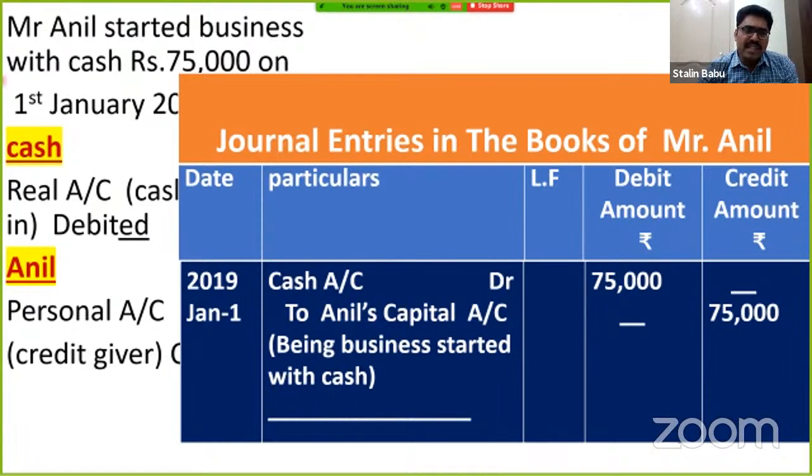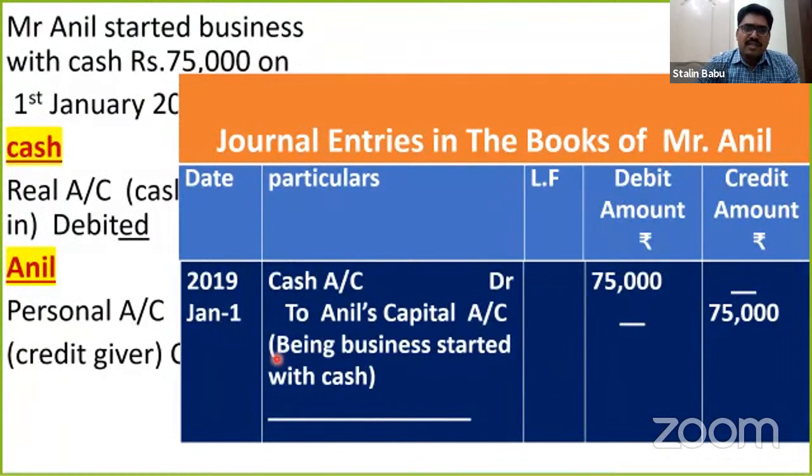What is the name of the account credited here? Anil's capital account. So the entry is cash account debit to Anil's capital account. Here, To represents that this account is credited. So the amount is posted in the credit amount column against the credit account, and in the debit amount column, we make a small hyphen. In the third line, we write the narration of the transaction. Generally, it starts with 'Being'. The narration is 'Being business started with the cash.' Narration is nothing but the description of the transaction.